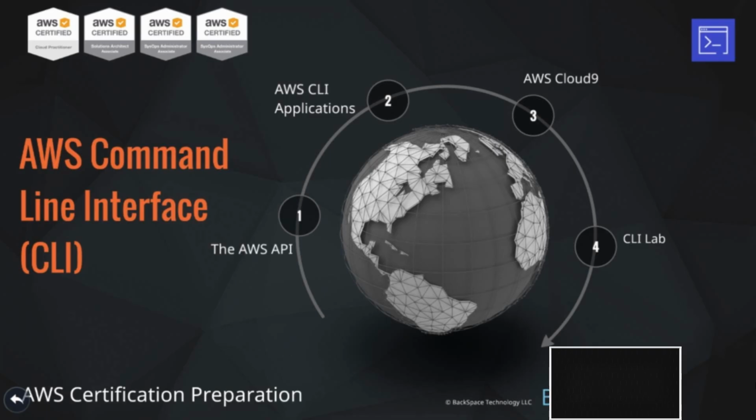Then we'll look at the number of different command line interface applications that we can install on our computer that will allow remote access to those services and resources. We'll also look at the AWS Cloud9 service, and we'll discuss why I primarily use this for anything to do with the command line interface and the security concerns around not using AWS Cloud9. And finally, we'll finish up by having a lab on using the Cloud9 service with the command line interface.